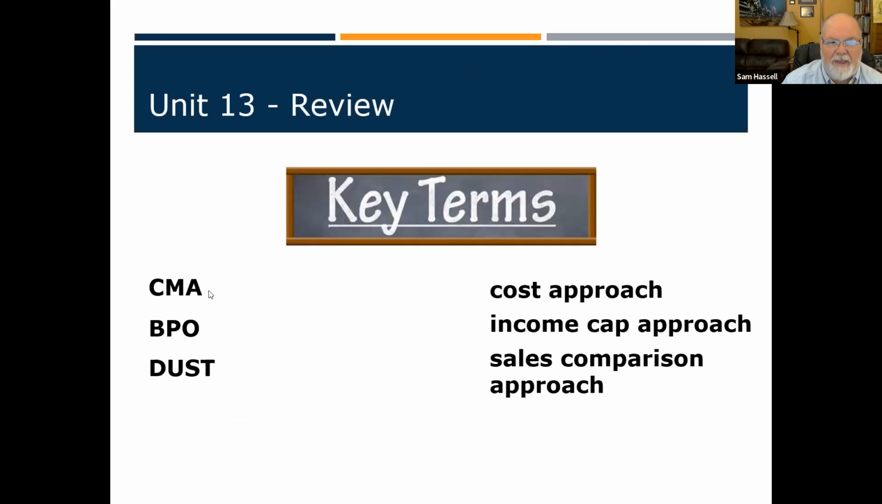We talked about CMA, comparative market analysis. BPO is a broker price opinion. All right, we talked about these elements of value, right? So it would be demand, utility, transferability. What's the S? Demand, utility, transferability, scarcity. Scarcity is the S, all right? The three different approaches: cost, income, sales.